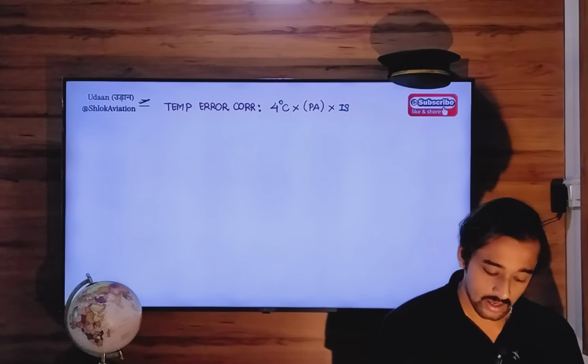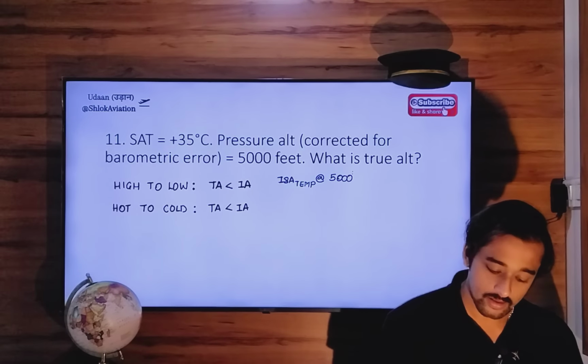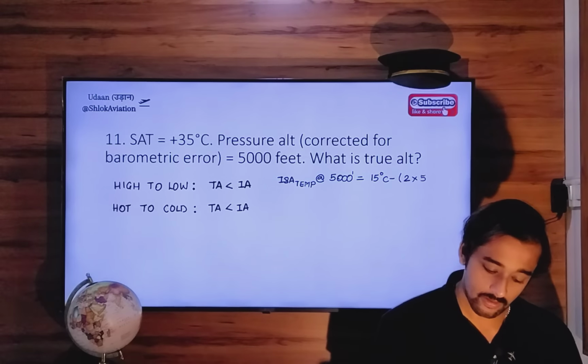Okay, so now let's find out the ISA temperature at 5000 feet. So the ISA temperature at 5000 feet will be 15 degrees Celsius minus 2 into 5, which is 15 minus 10, that is plus 5 degrees Celsius. So this should be the ISA temperature according to ISA at 5000 feet.